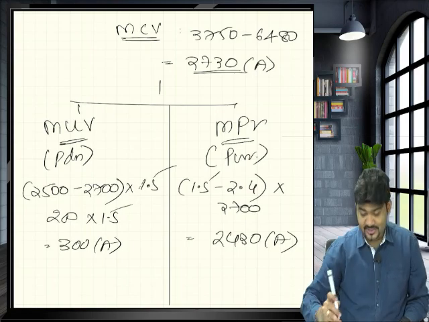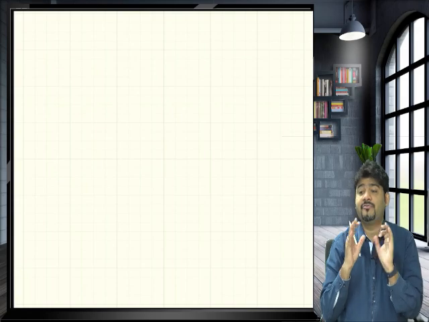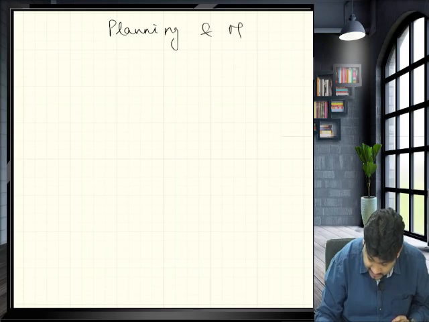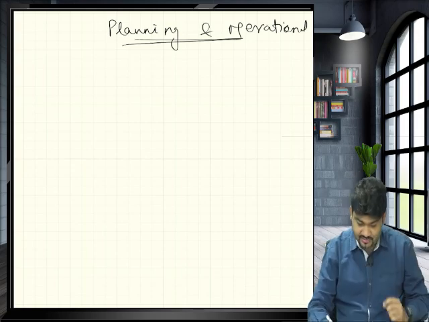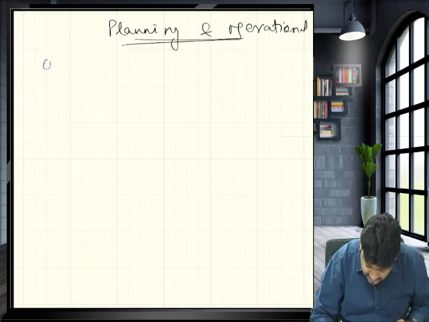We will start with planning and operational variance. Again, full focus here, and we will start. So we have two variances. One is called a planning variance, and the other is called an operational variance. Let's start with the operational variance first. What is operational variance? Comparison of?